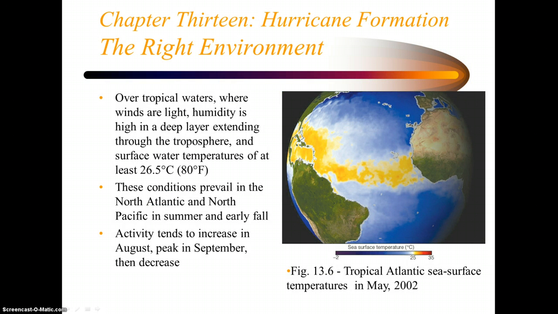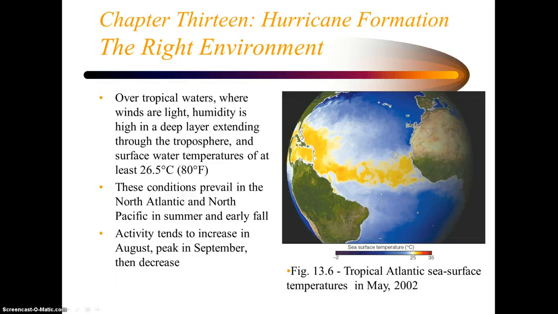Now, hurricanes just don't form anywhere. They have to form in the right environment, and the right environment is the tropical waters of the world. Not in the mid-latitudes where water is cold, certainly not in the polar latitudes, but in the tropical waters where heat is constantly gained by that incessantly beating sun. And the water temperatures have to be at least 26.5 degrees Celsius or 80 degrees Fahrenheit for these tropical cyclones to even have a chance of forming.